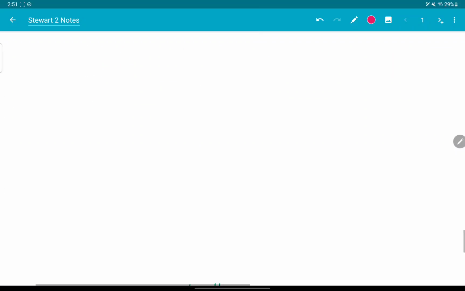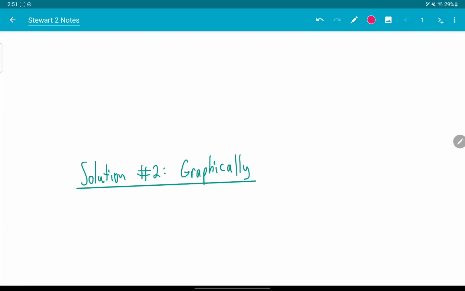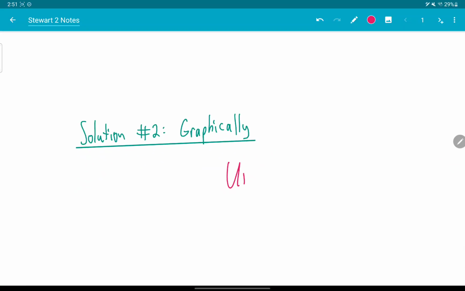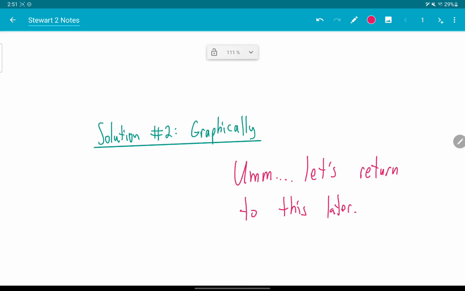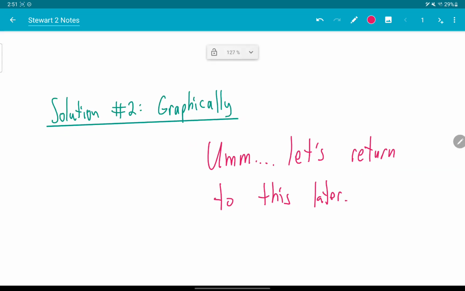Solution number 2 would be graphically. I don't know how to graph this thing yet. Later on in the course, we'll be learning how to graph this. So let's return to this later, because we're lacking the skills here to graph this.